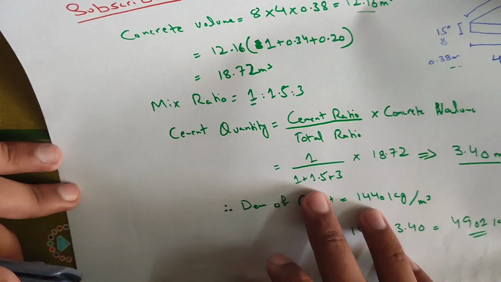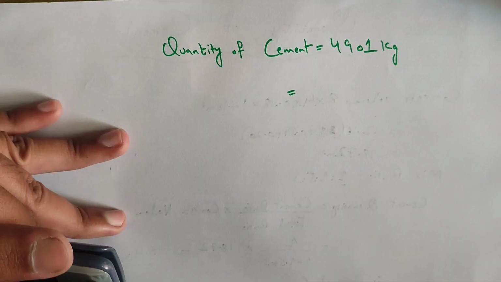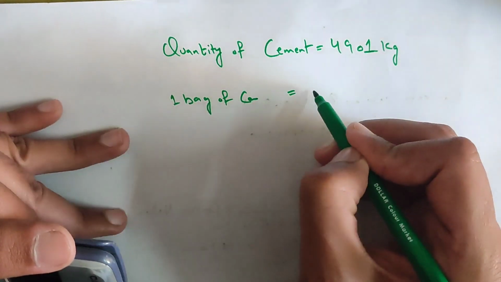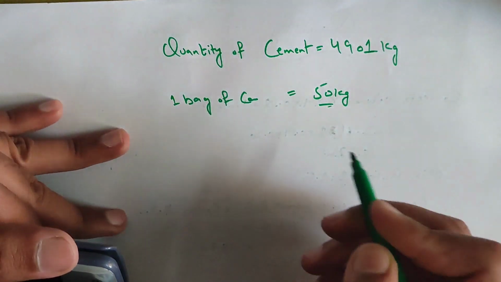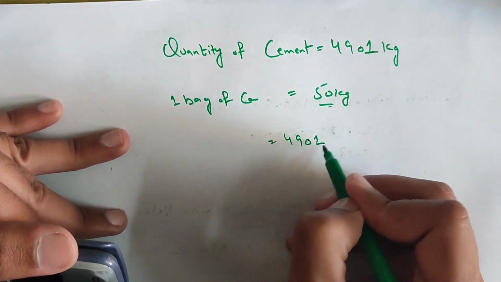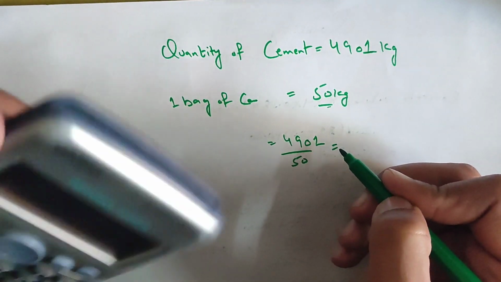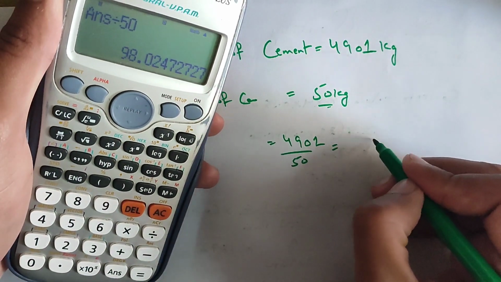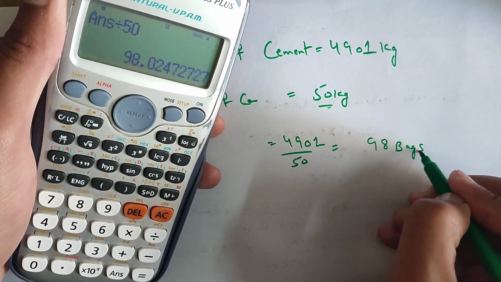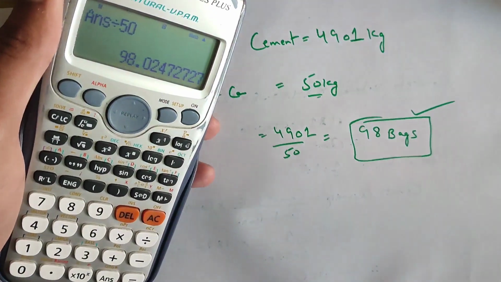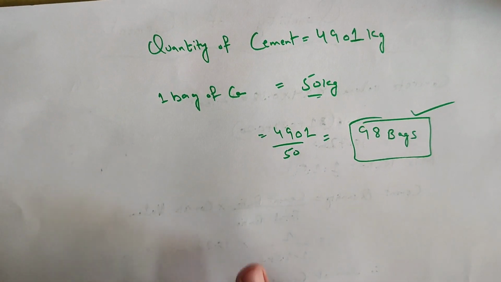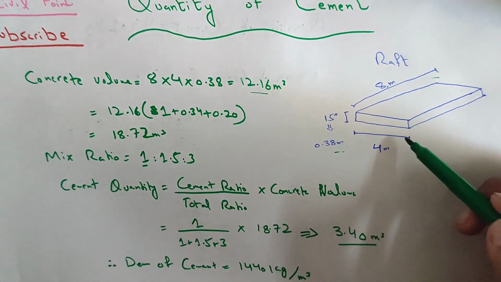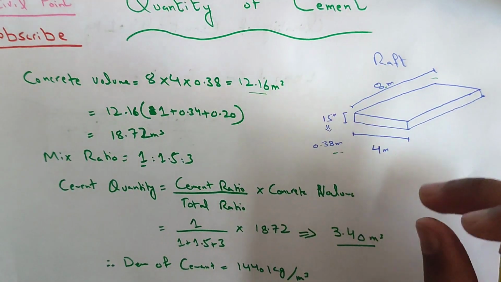And we also know that one bag of cement contains 50 kg of cement. So simply we will divide our total quantity with this one to get our number of bags. So we got 98 bags. So this will be the quantity of cement that we will need for pouring of 8 meter into 4 meter into 0.38 meter deep raft.